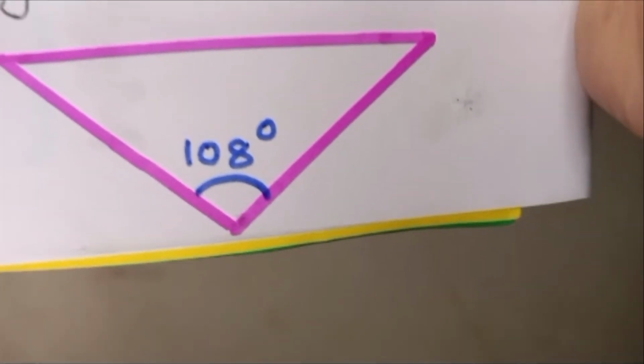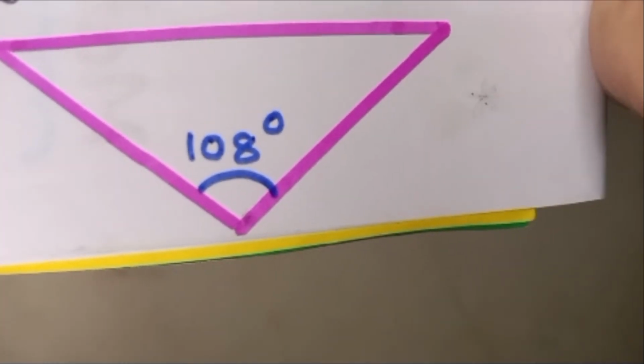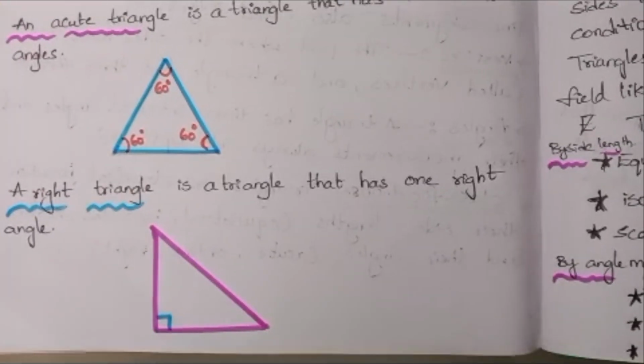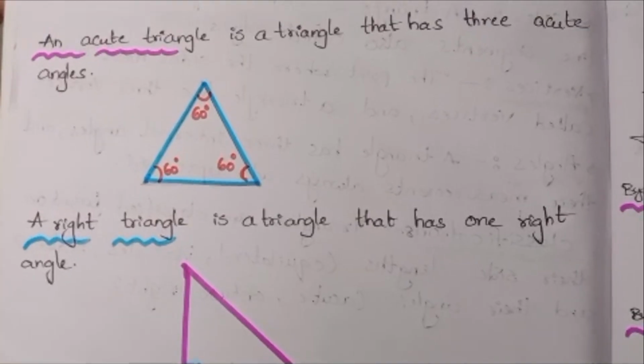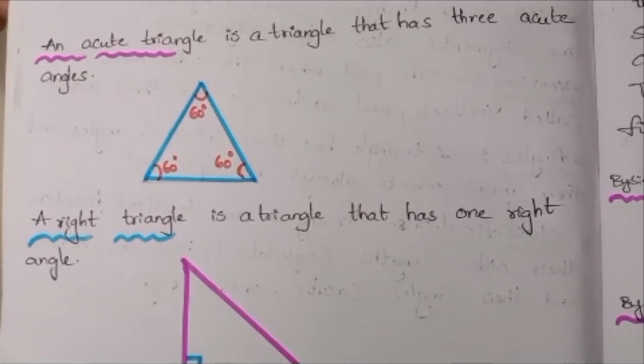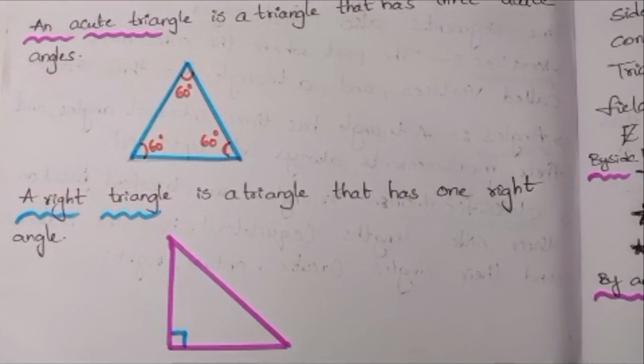This is an obtuse triangle, which has an obtuse angle. This is an acute triangle, a triangle that has three acute angles, 60, 60, 60. This is a right angle triangle. This is all about the angles and triangles based on the classifications of the triangle.